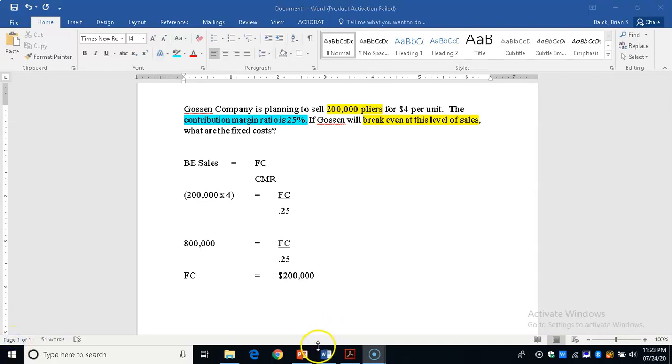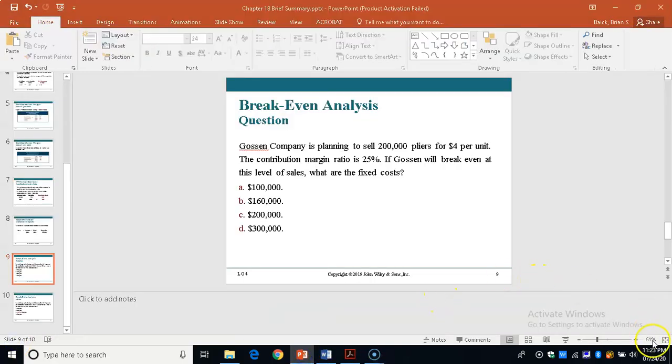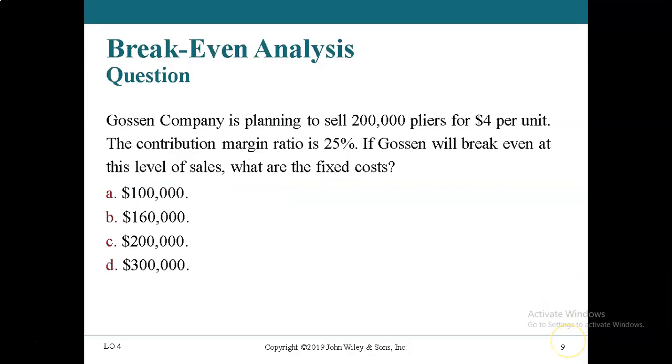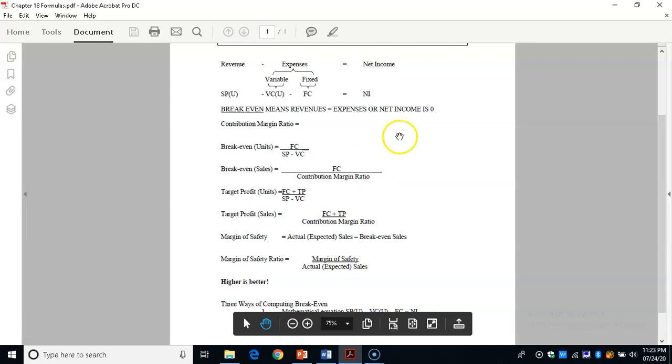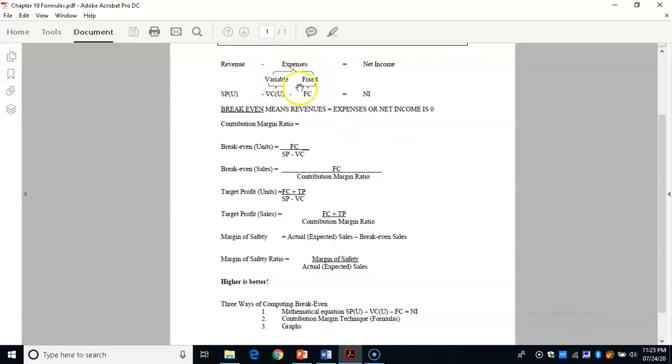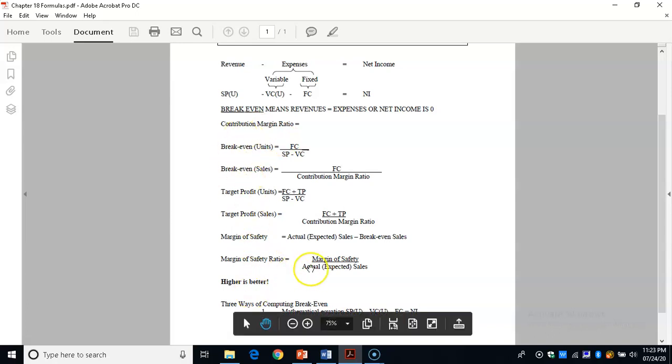So you can see if we go back to the slides here, for this particular problem, the answer is $200,000. The secret to this chapter, a couple things. The secret to the chapter is to be able to differentiate between variable and fixed cost. Variable cost is always per unit, like per haircut. Fixed cost is always like per month. And then you can use these formulas to get the answer.